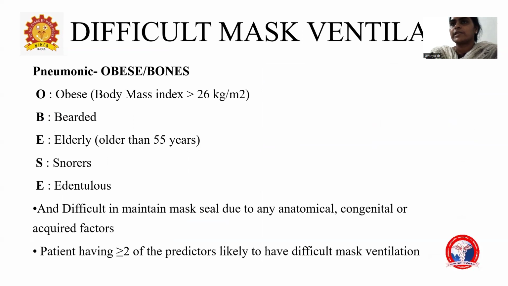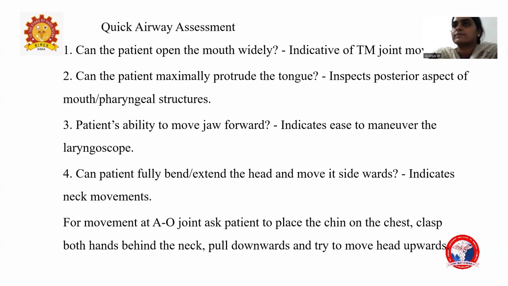And difficult mask ventilation, the mnemonic: B for beard, O for obese, E for elderly, and S for snorers. The difficulty in maintaining mask ventilation is due to any anatomical, congenital or acquired factors. Patients having more than two of the predictors are likely to have difficult mask ventilation.